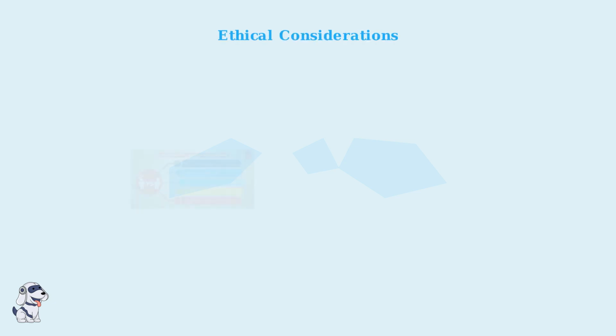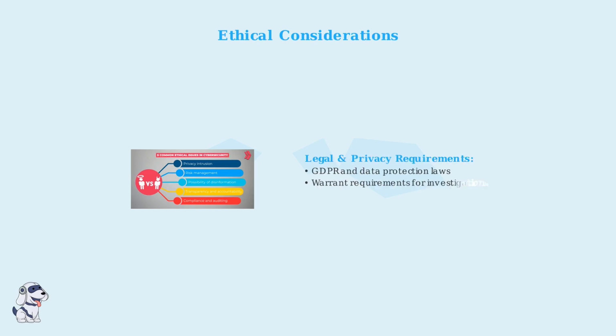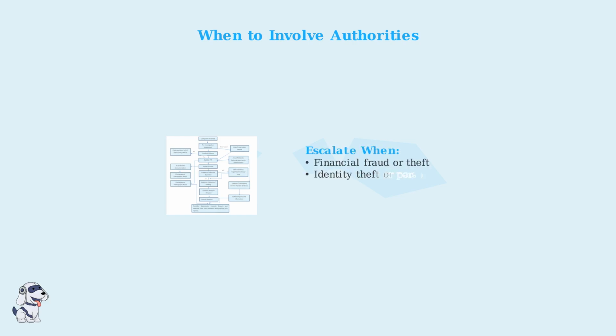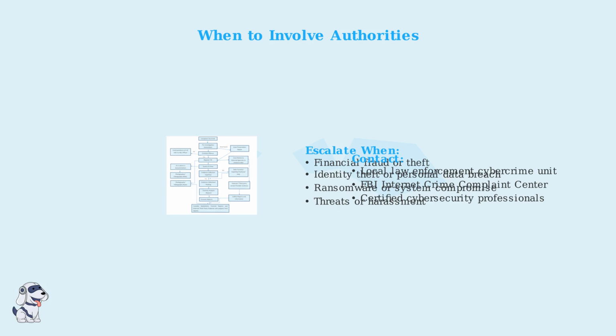There are 5 major ethical issues that cybersecurity professionals must navigate: privacy intrusion, risk management, disinformation possibilities, transparency requirements, and compliance obligations. For serious cybercrime incidents, it's crucial to follow proper investigation procedures and involve appropriate authorities. Law enforcement and cybersecurity professionals have specialized tools and legal authority. The criminal investigation process follows a structured approach, from initial complaint through evidence collection to final reporting. This ensures proper handling of evidence and legal compliance.